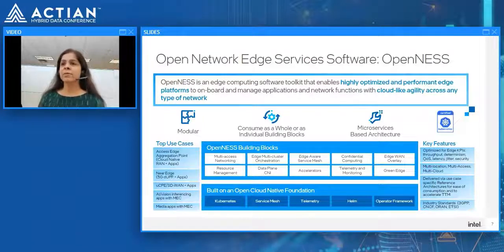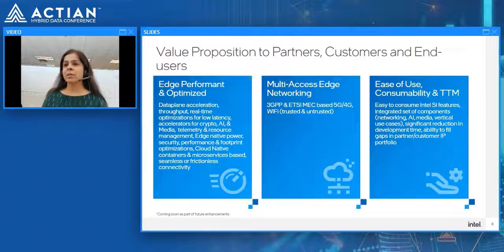So what else does it have? It is continuously evolving by taking inputs from industry standard groups, and it also builds upon the years of expertise that Intel has had through working with various communication service providers, or the telcos. Some of the industry standard groups we are constantly taking inputs from are 3GPP, CNCF, ORAN, ETSI, and many more as things get to newer standards. So that is what OpenNESS is in a nutshell.